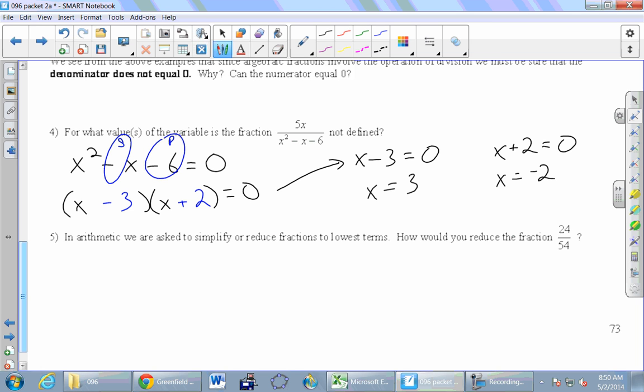As a quick check, if we plug 3 in for this thing, upstairs, we get 5 times 3. Downstairs, 3 squared minus 3 minus 6. Yes? Changing those x's to 3's. Upstairs, 15. Downstairs, 9 minus 3 minus 6. 0. That's what you built. You made it 0 downstairs. You made it not defined. Questions on that?